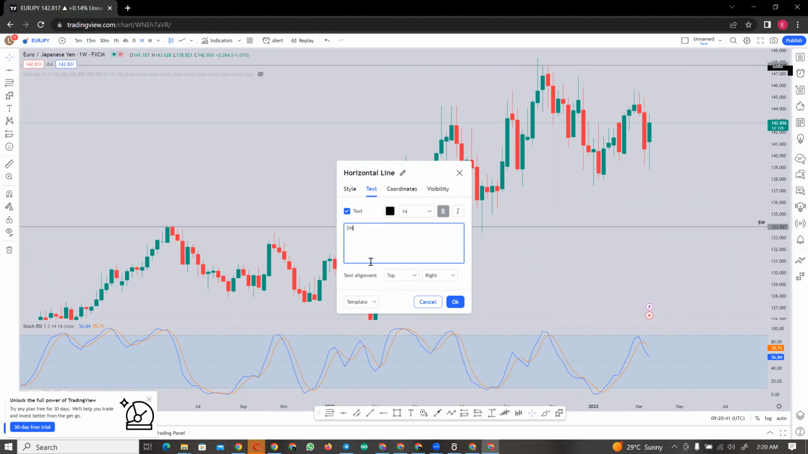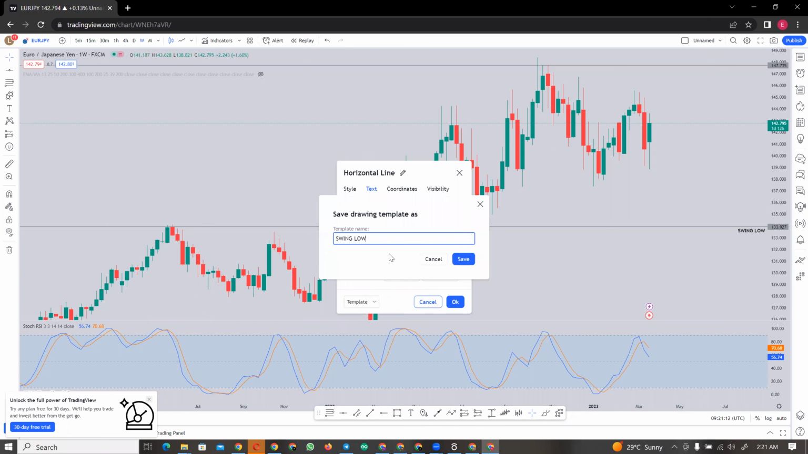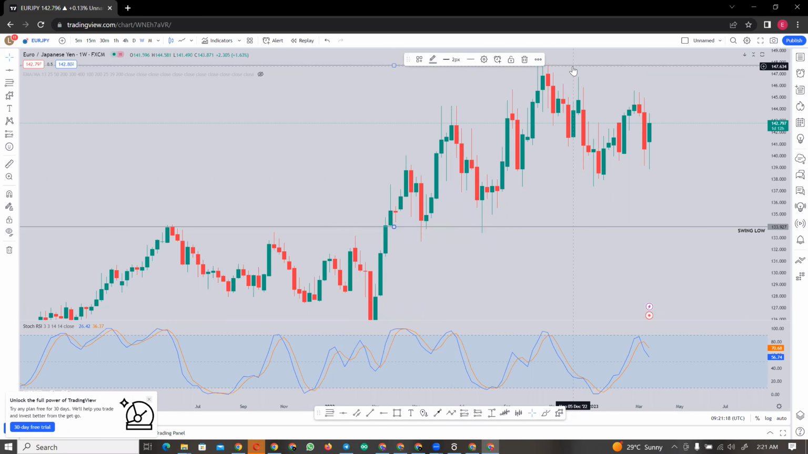Let me level it. Swing low. This swing low. Let me put it at the bottom. This swing low. Let me save it for next time. And this swing high.